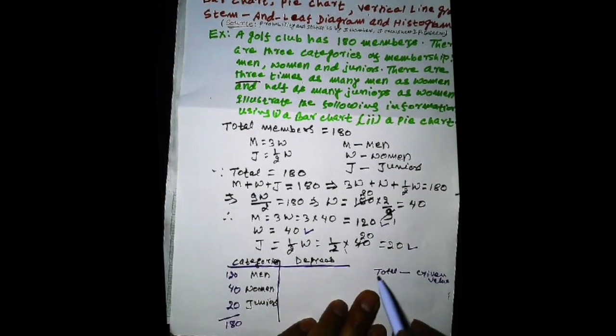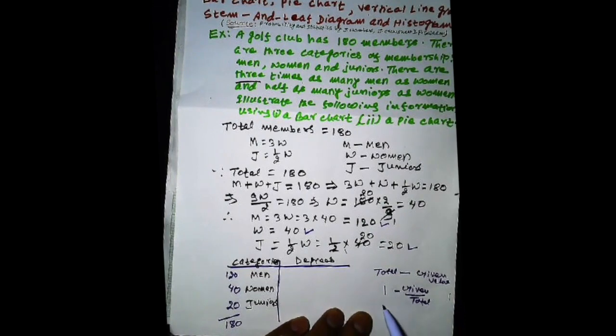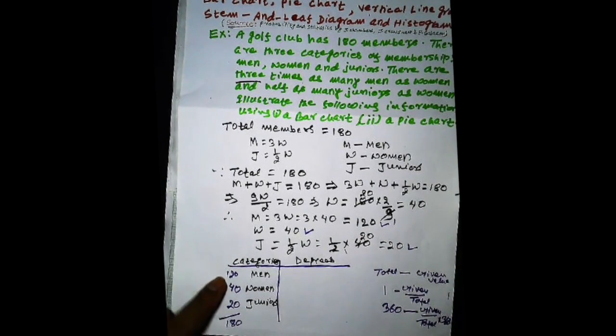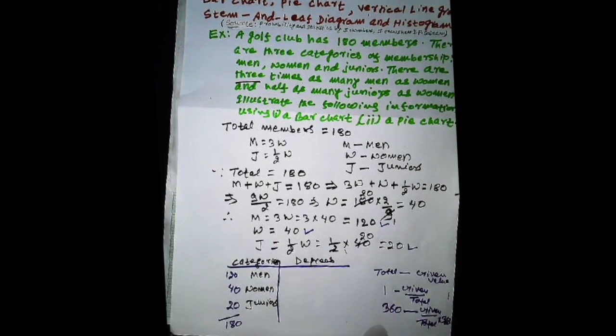So if this is the total value, then you have some given value. If that value is 1, it's going to be given value divided by total value. And as we are going to convert into 360 degrees, by using the unitary method: if that is the total, then there is a given value; if this is 1, then given value divided by total; and if that is 360, it is given value by total value times 360. So you can apply this in order to convert this information in terms of degrees.